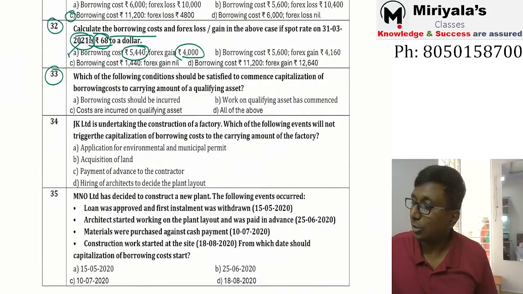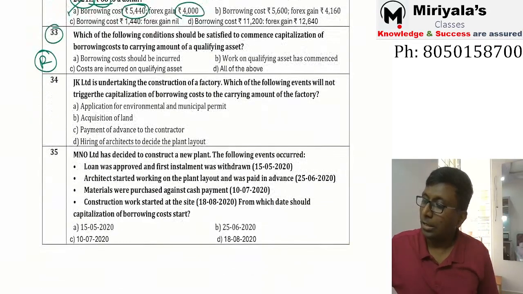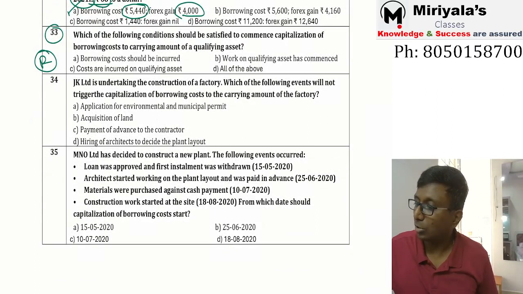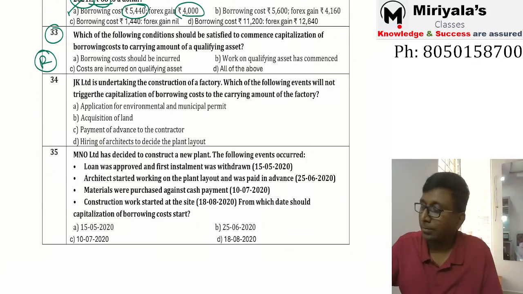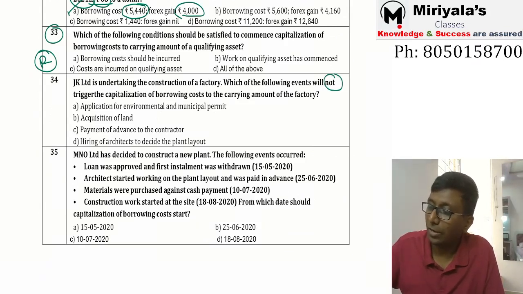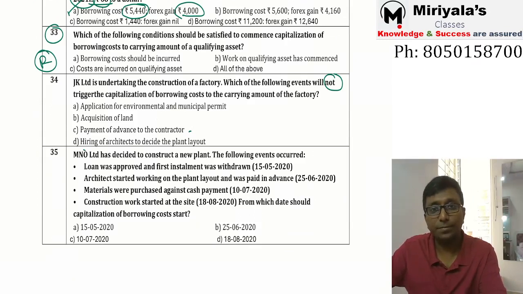33 bit. Which of the following conditions should be satisfied to commence the capitalization? This is a repetitive question. JK Limited is undertaking construction of a factory. Which of the following events will not trigger the capitalization of borrowing cost to the carrying amount of the factory? Application of the environmental municipal permit. Acquisition of land. Payment of advance to the contractor. Hiring the architects to decide the plant layout. Think and answer, please.